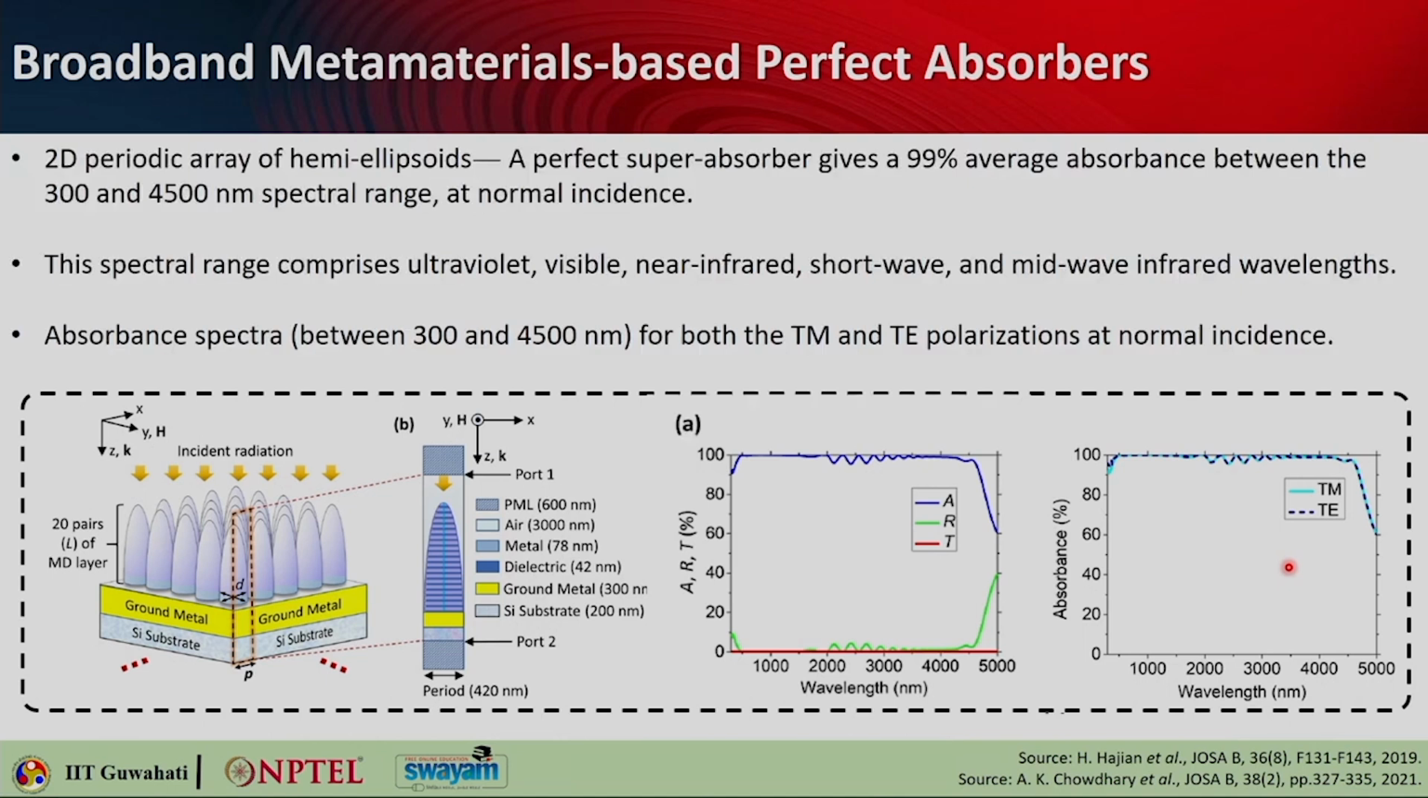So, this particular structure, as I mentioned, is an ultra broadband metamaterial based perfect absorber. This kind of absorbers are also called super absorbers because they give you almost 99% average absorption, and that is a big thing, 99% average absorption between 300 to 400 nanometer spectral range at normal incidence. And this particular spectral range, as I mentioned earlier, comprises UV, visible, near infrared, short wave and mid wave infrared wavelengths. So, that is a pretty wide range. So, this kind of metamaterial absorbers can be designed.